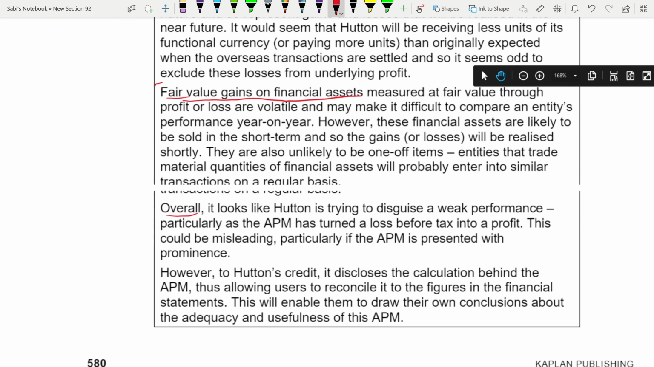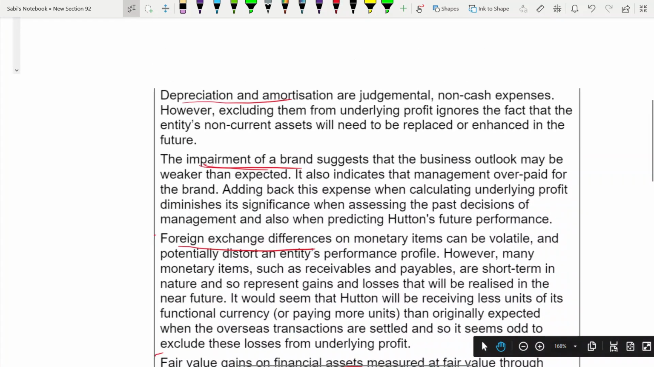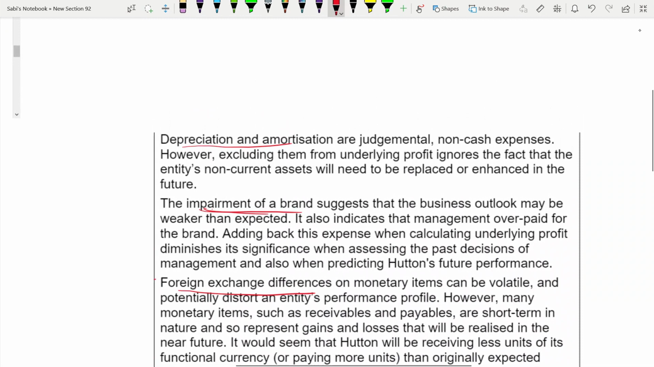Okay. So first we'll go one by one. See, depreciation and amortization are judgmental. We use judgments for it. They are non-cash expenses, number 2. First is judgmental, number 2 is non-cash expenses. So excluding them from underlying profit ignores the fact that the entity's non-current assets will need to be replaced or enhanced in the future. So if you ignore them, that means they are not important. You are ignoring the fact that the entity's non-current assets need to be replaced or enhanced in the future.